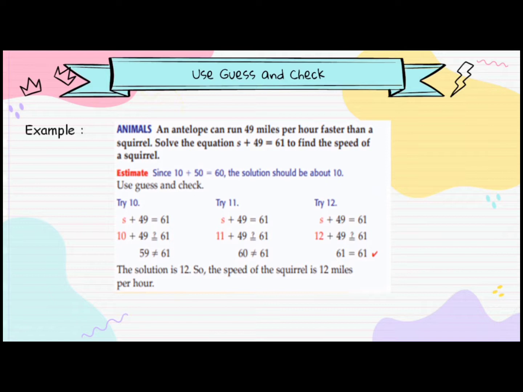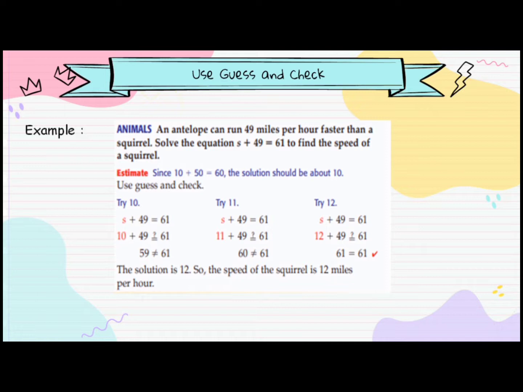Use guess and check. For example, an antelope can run 49 miles per hour faster than a squirrel. Solve the equation S plus 49 equals 61 to find the speed of a squirrel. Estimate, since 10 plus 50 equals 60, the solution should be about 10. And then we use guess and check.